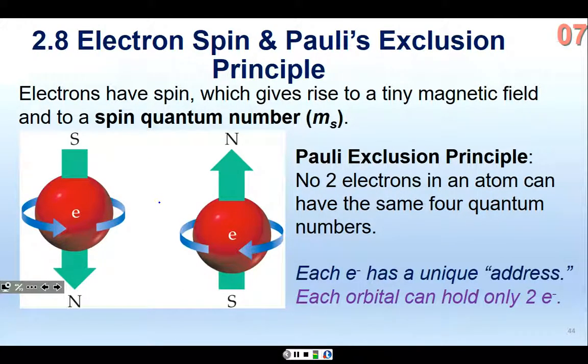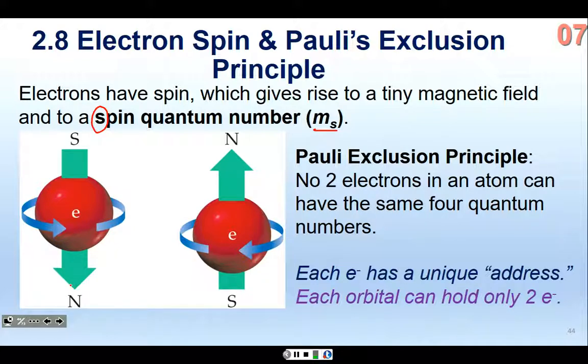Okay, so there's another aspect of understanding quantum numbers, because there is a fourth quantum number, which we haven't used so far. That fourth quantum number relates to this concept we call the Pauli exclusion principle and electron spin. Electrons are going to have spin because that's the nature of these things. It gives rise to a tiny magnetic field and a corresponding spin quantum number. So the last quantum number of the set of 4 becomes the spin quantum number, m sub s.